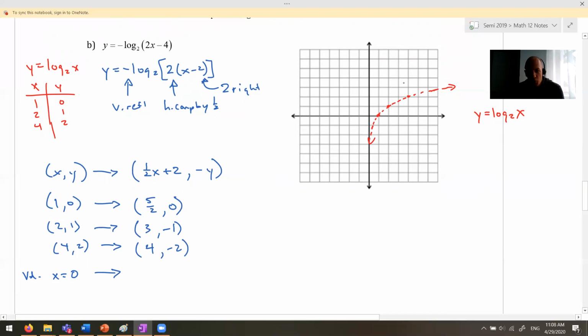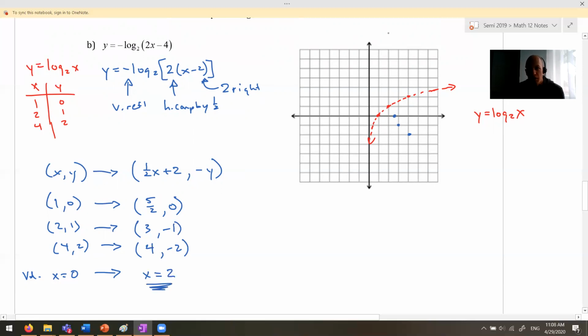So we go plot the points. So 5 over 2, 0. So that's like 2.5. So that's going to go right there. We're assuming every grid line is 1. 3, -1 is right here. And then 4, -2 is right here. Okay, that's an interesting thing. So I think what's happening is my graph, oh, let's actually do the vertical asymptote just to be sure. So we go 1/2 times 0 plus 2. That's going to be x is equal to 2.